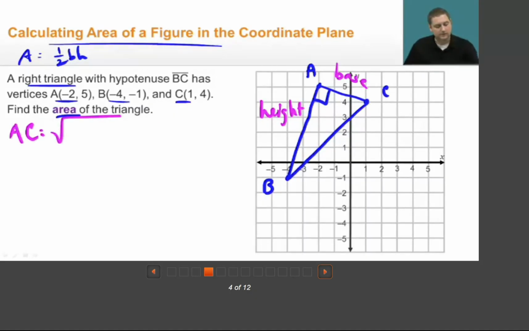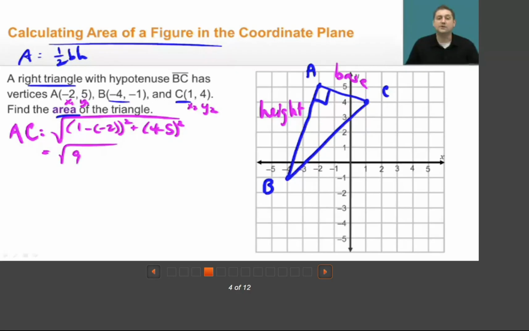Using my distance formula, I'm going to let A be x1, y1, and C be x2, y2. And plug in our values. So we've got 1 minus a -2, that quantity being squared, plus 4 minus 5, that quantity being squared. 1 minus a -2 is 3. Squaring that value, I get 9. And 4 minus 5 is a -1. So when I square that, I get a +1. This gives me the square root of 10 units.